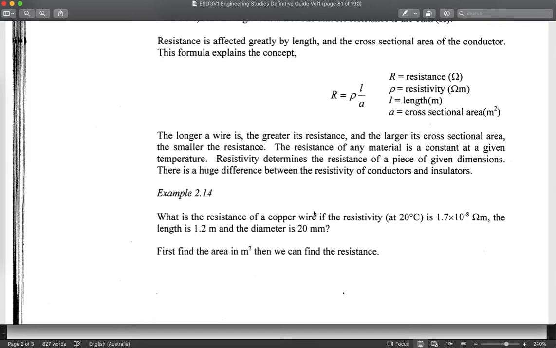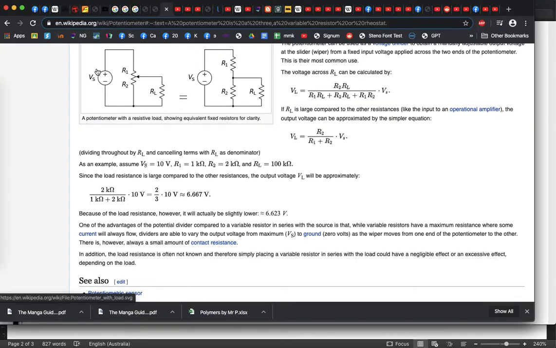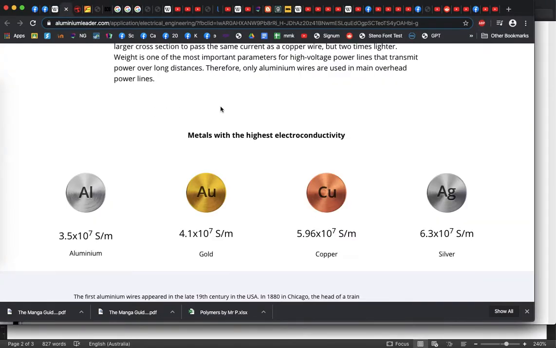Obviously, the longer the wire and the fatter the wire, the bigger the cross-sectional area of the wire, the more resistance it's going to have. So what are the different resistivities of materials? Well, the best conductor is silver, and silver has 6.3 somethings. The next is copper, and obviously we use copper a lot more than silver because silver is expensive.